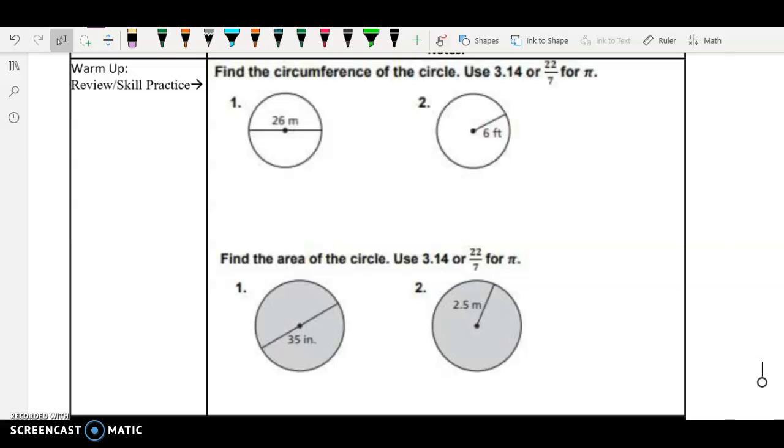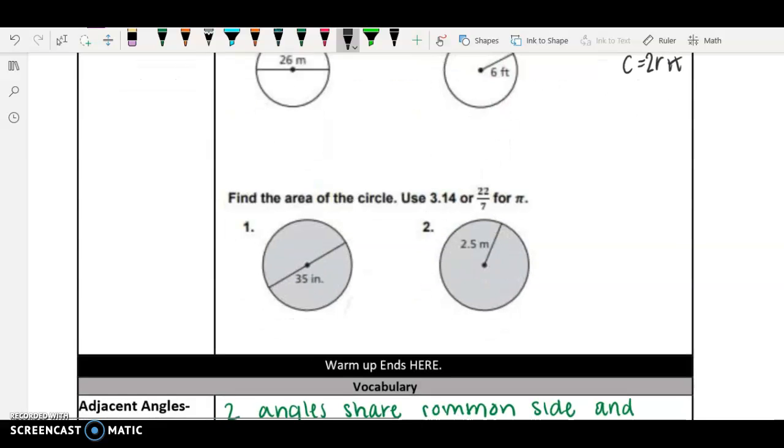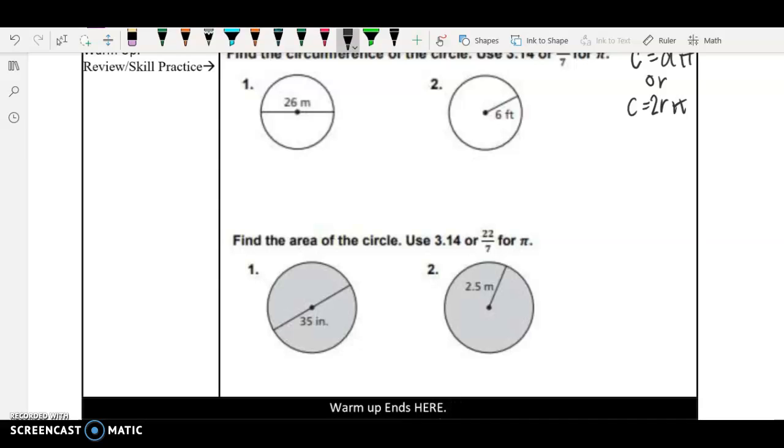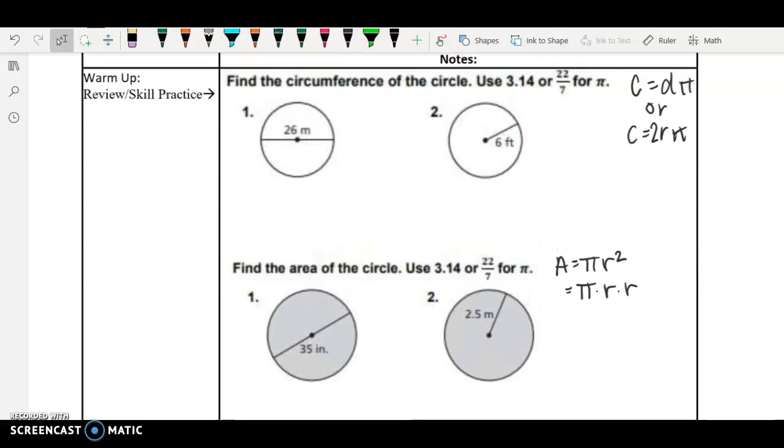So first, find the circumference. And remember, for the circumference we use C equals diameter times pi, or C equals 2 times radius times pi. And then for area, remember area equals pi times r squared, which is the same thing as pi times r times r. So complete these and then check yours with mine.